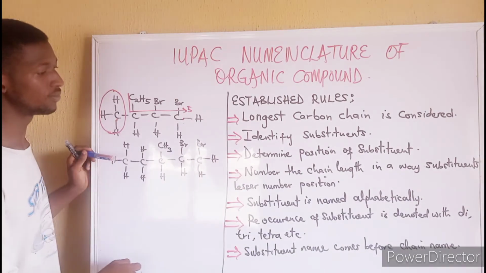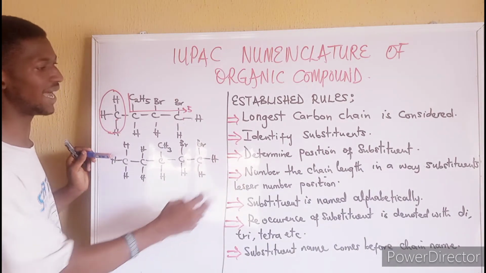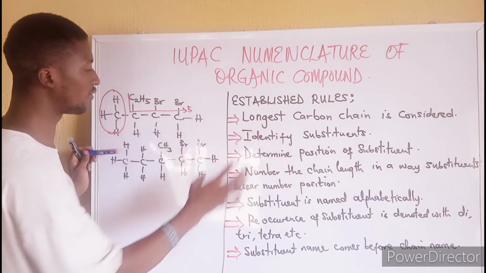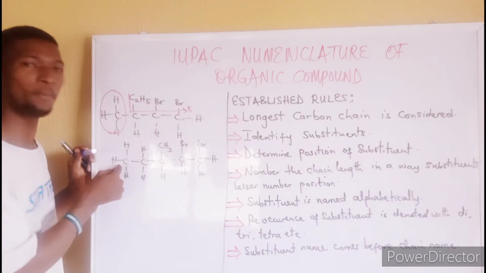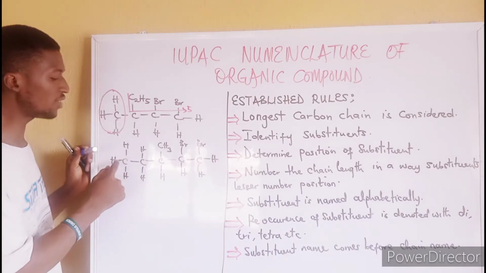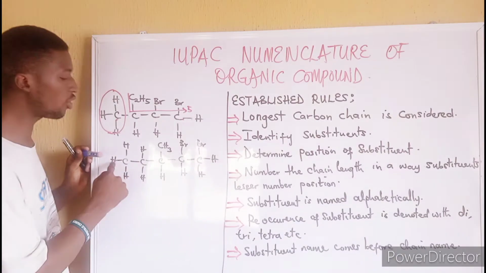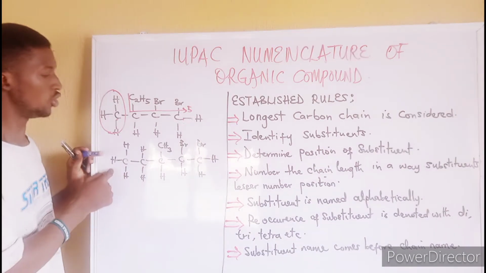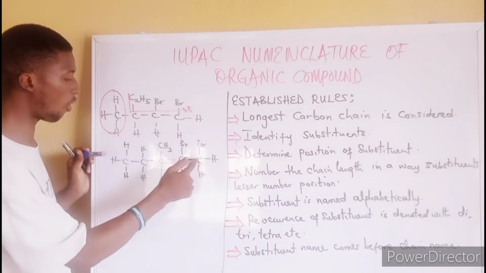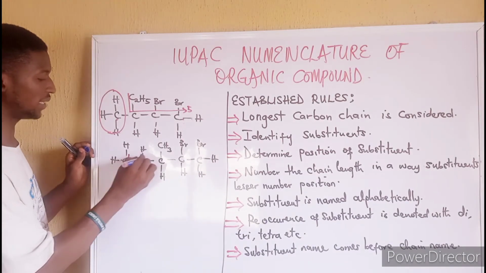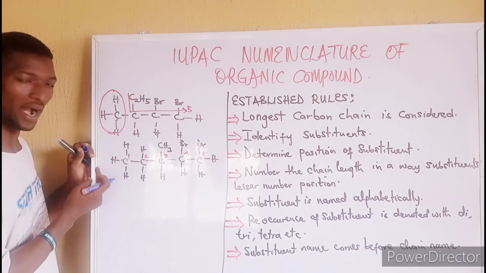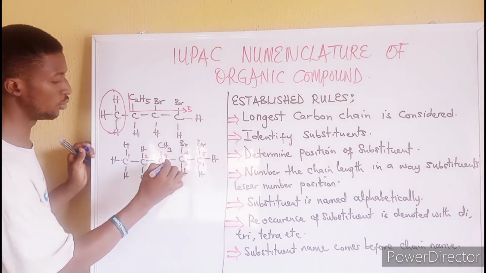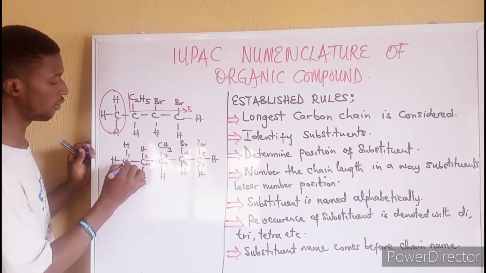Now let's look at the second rule. The second rule states that we determine the position of the substituent. When you have to determine the position of the substituent, it means that you have to number the length of your chain. And in order to number the length of your chain, you either go forward or you go backward. Now let's go forward. 1, 2, 3, 4, 5. You can also number backward. We have it to be 1, 2, 3, 4, 5.